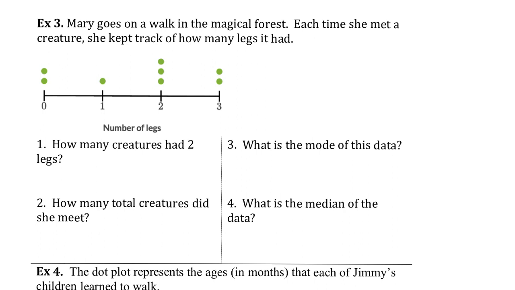Okay, so she's going in the forest. She's encountered 2 animals that have 0 legs, and then 1 animal that has 1 leg, and so on. Sometimes instead of dots, they put X's just based on what's easier to read. Okay, let's answer the questions.